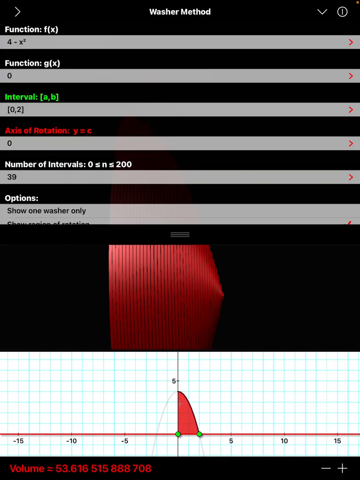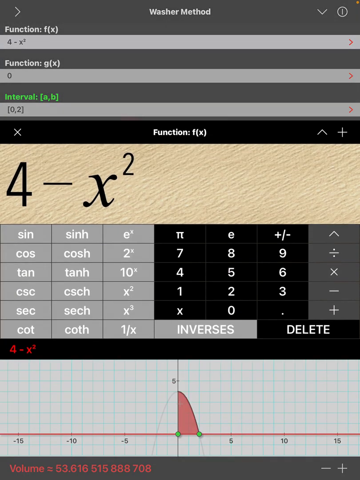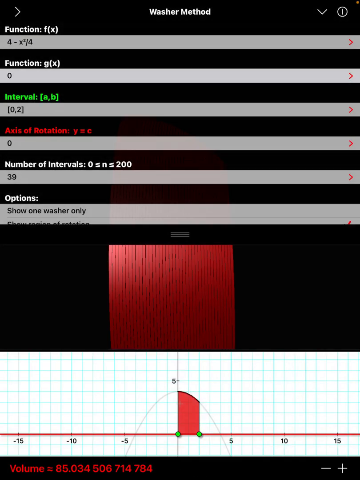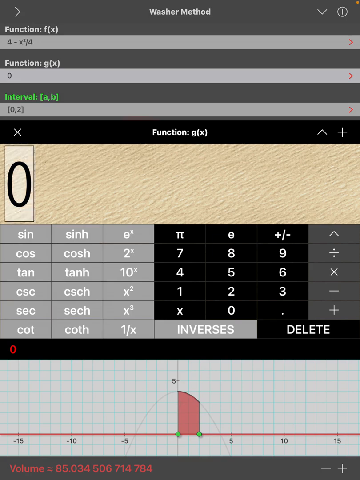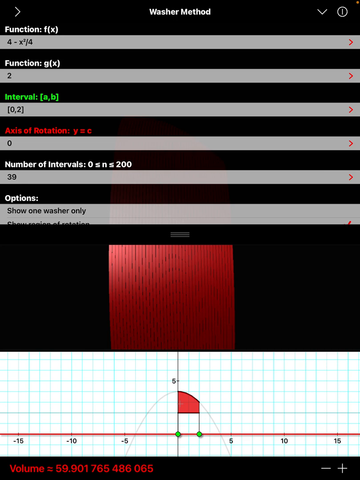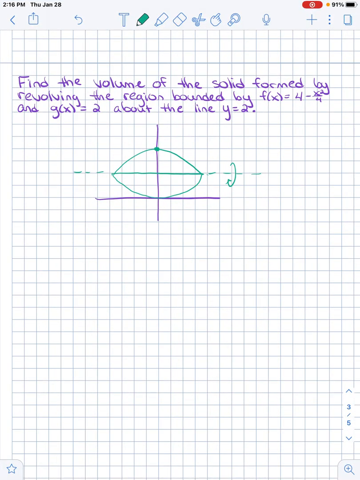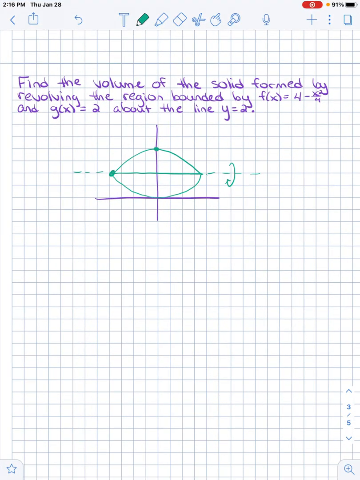Would you like me to put it in the app? Let's try it in the app. So in the app, we've got 4 minus x squared over 4. That's the first function, so that's f of x. g of x is 2. Now the interval, because right now that's not what we need. Right now we've got an interval from 0 to 2. So we need to figure out from where to where. We need to figure out those x values.